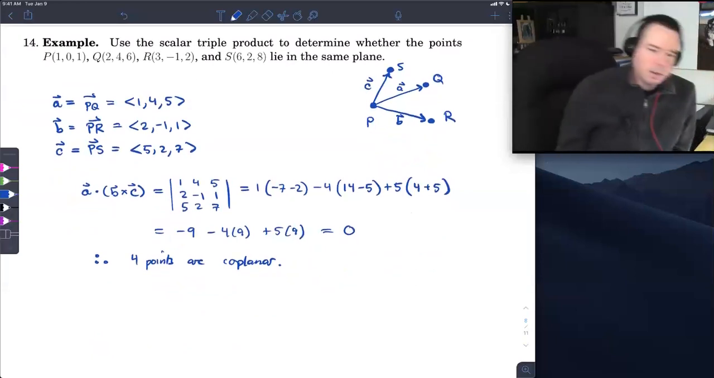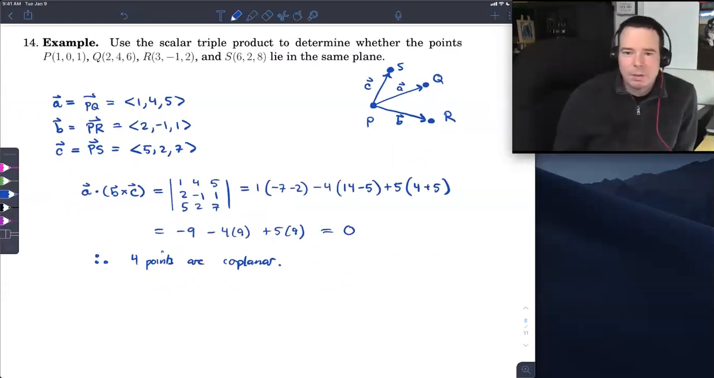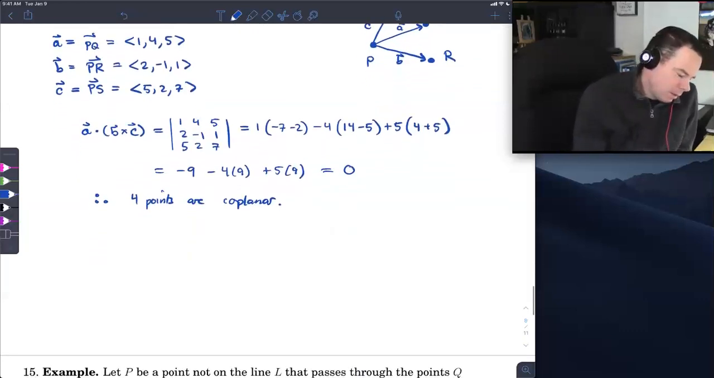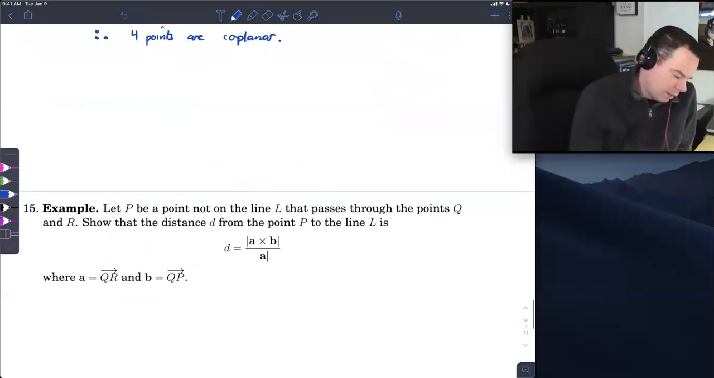So this is the kind of way we're going to be using dot products and cross products. It's going to allow us to determine spatial configuration, so how things are related to each other. Do they live in the same plane? Do they not live in the same plane? If a point doesn't live on the line that two other points do, how far away is it going to be from that line? That leads into our last example.